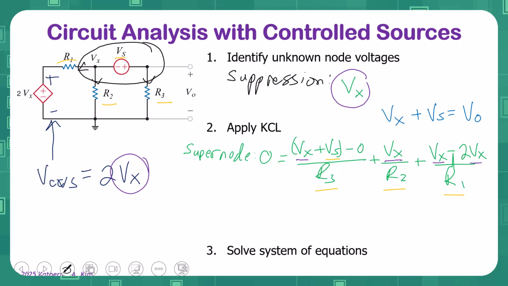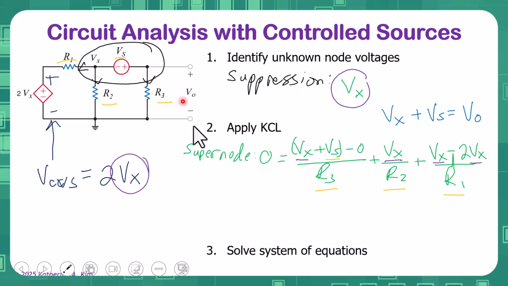So then you solve your system of equations for Vx. Once we identify Vx from here, our dependent variable here, then we can use the relationship here to find VO, and that would be what you're solving for in this specific circuit.